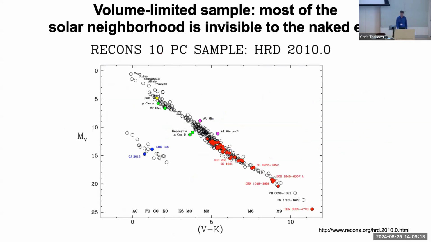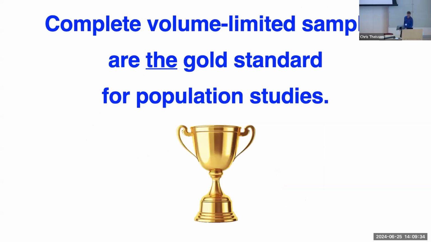On the other hand, look at a volume limited sample. Here's a plot from RECONS. That's much more like it. Most of what's out there in the solar neighborhood, even at 10 parsecs, is invisible to the naked eye. It's mostly M dwarfs. And the sun is, in fact, a brighter star. So volume limited samples tell us what is actually out there and help us get the astrophysics right. They'll always be the gold standard for that. But it's challenging to do this.